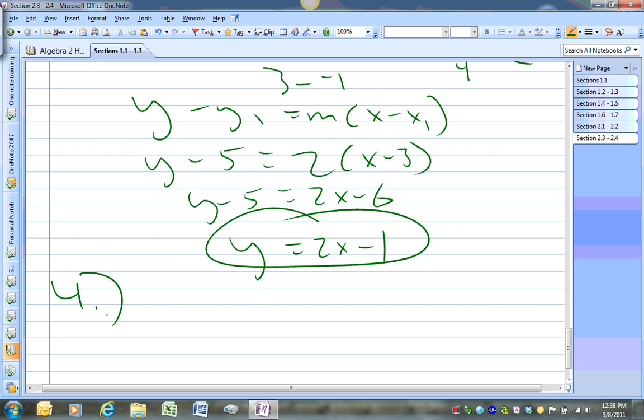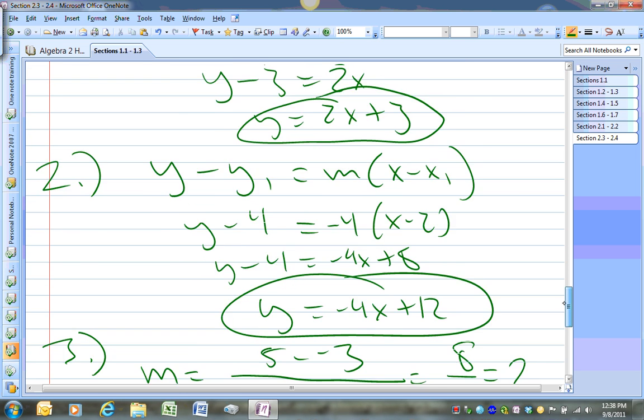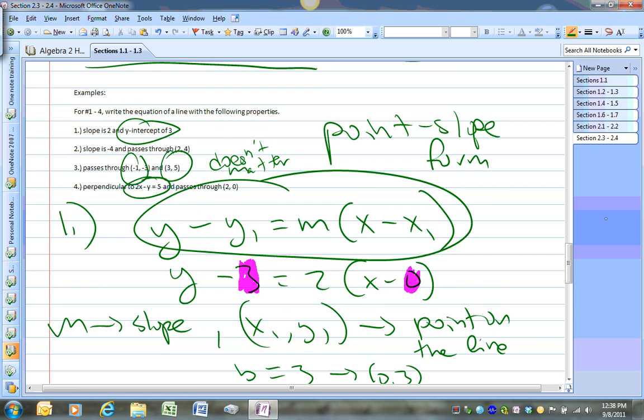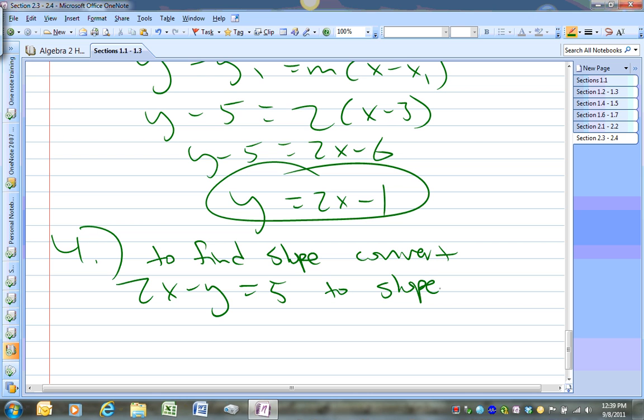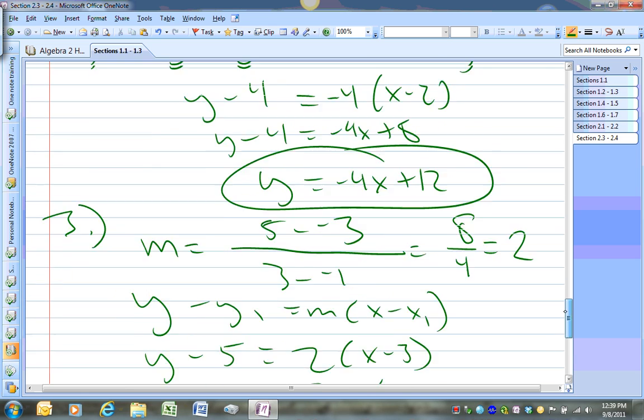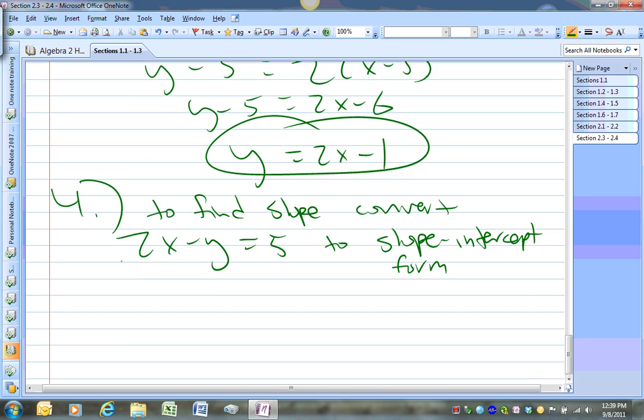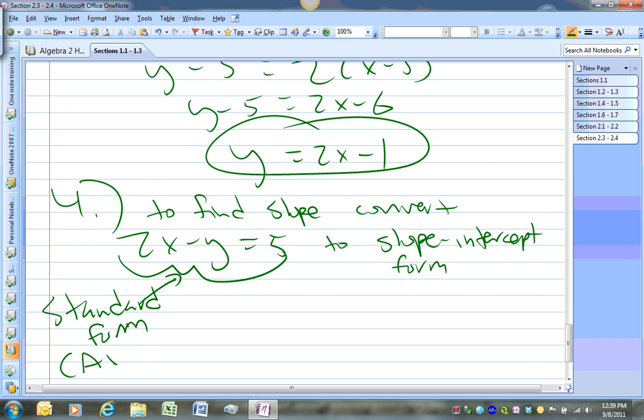Lastly, number 4. I want to make sure you guys can see how that one works. So what we do here is we have to take this line and convert 2x minus y equals 5 to slope-intercept form. See, right now it's not in slope-intercept form. In fact, this is called standard form, which is known as ax plus by equals c. That's called standard form.